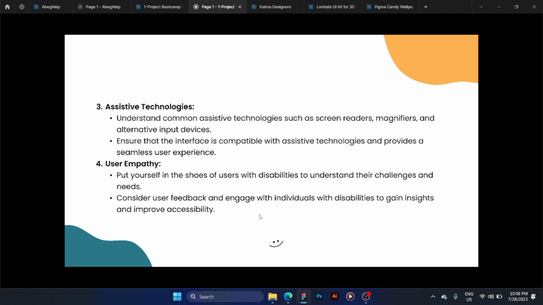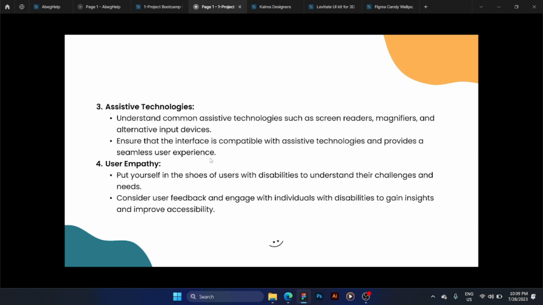Another thing is accessibility technologies. I said understand common assistive technologies such as screen readers, magnifiers, and alternative input devices. Ensure the interface is compatible with them. This was what I was talking about the other time: if you are designing something, and an AI is trying to read what you've designed, it must be that even the AI understands what you have there, so that it's not just reading everything in a rush, with no comma, no full stop. Do you get it now?